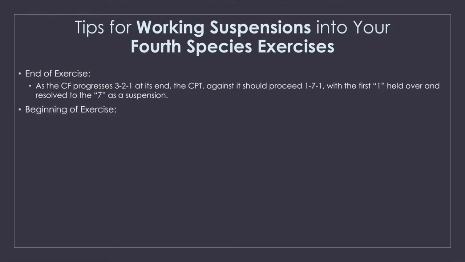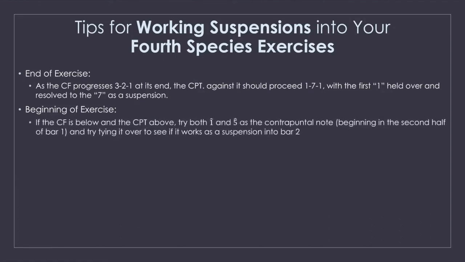So basically you are going to have a suspension at the end of the exercise. You're suspending into the penultimate bar. At the beginning of the exercise, if the cantus firmus is below and the counterpoint is above, then you can try to put either scale degree 1 or scale degree 5 as the contrapuntal note. And then that note is coming in the second half of bar 1. And then try tying it over and see if it works. So whatever happens in the cantus firmus in the next bar, just try tying over whatever note you put in the first bar in the counterpoint and see if it works to create a suspension.